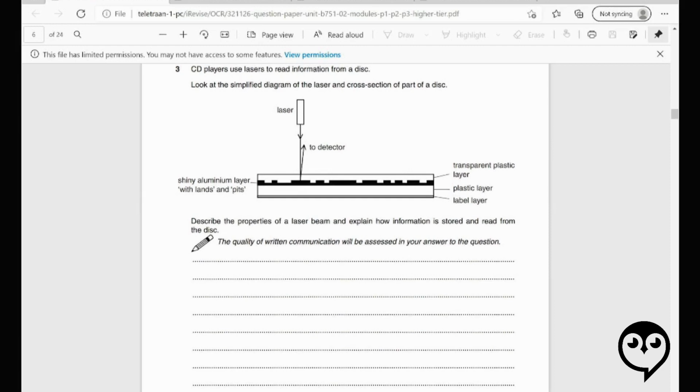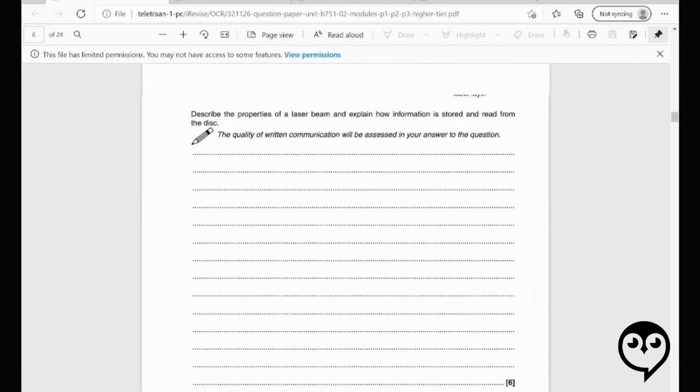You would know that when the information is digitized, it is then made into this CD, and the CD has these little different levels, and it's either high or low, a land or a pit. I guess a pit would be high, and a land is low. The laser goes through a transparent layer of plastic. The engraved aluminum is in between two layers of plastic. They want to know the properties of the laser beam, how the information is stored, and how it is read from the disk. So there are three things to talk about for 6 marks. I would say 2 marks for each.